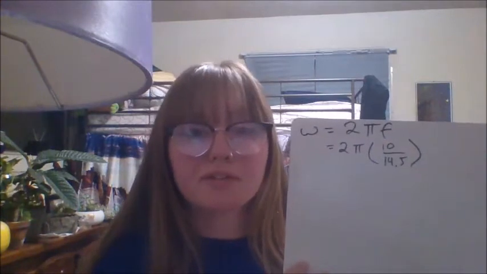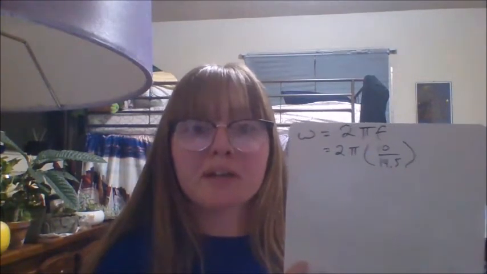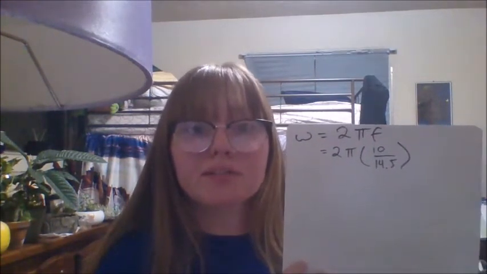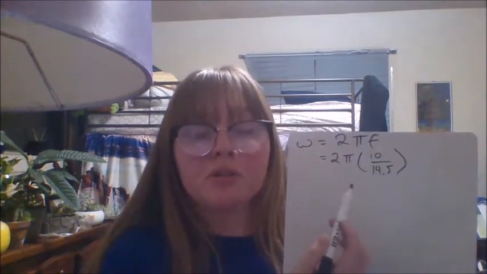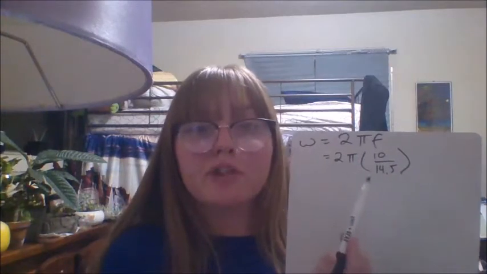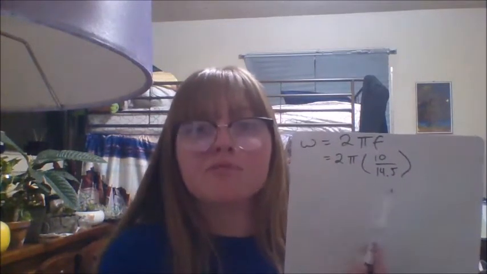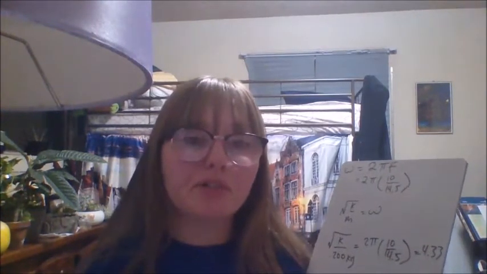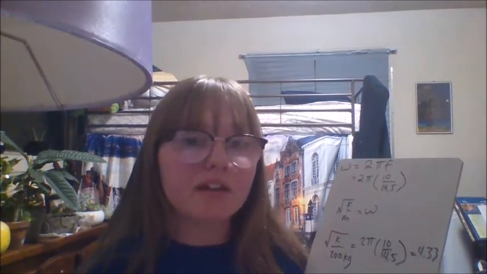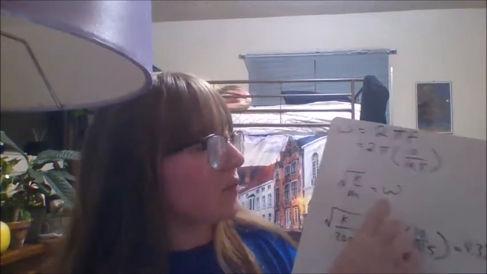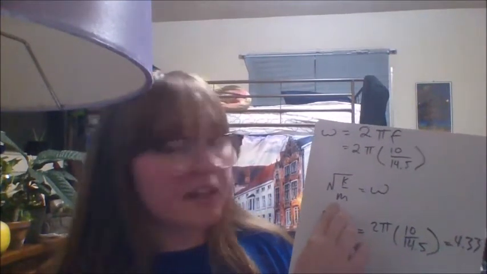So what I wanted to do first is define our omega. So we have 2 pi times our frequency, and per what we're given in the problem, we have 10 oscillations in 14.5 seconds, so that's going to be our frequency, and so this is our expression for omega. In order to eventually solve for the value of g, we're first going to have to determine the value of k. So I've set our omega equal to the square root of k divided by m.